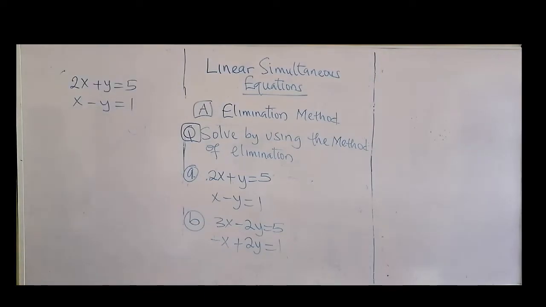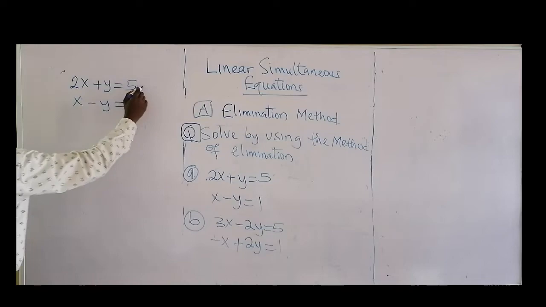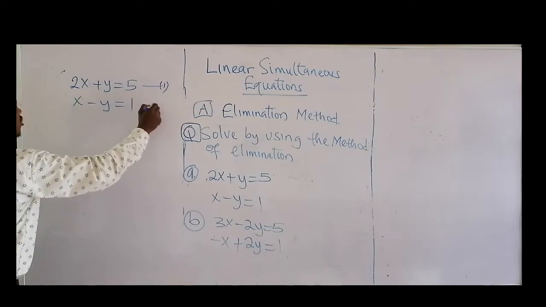So the question now is that in elimination, a certain letter must be destroyed, must be cancelled, so that you can get the other letter. Okay? The choice is mine. If I want to cancel x first, it's very simple. This is 2 here. This is 1 here. So what I will do is that this is the first equation. This is the second equation.